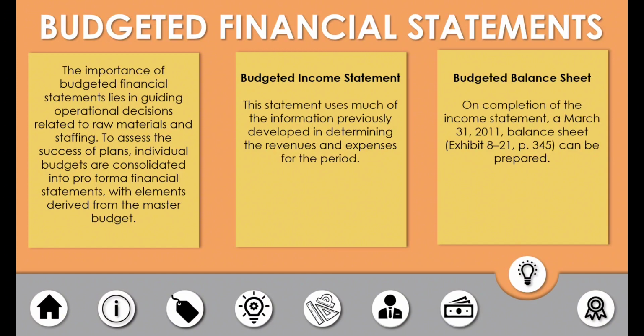First is the budgeted income statement. This statement uses much of the information previously developed in determining the revenues and expenses for the period. Next is the budgeted balance sheet, which is actually just a completion of the income statement.